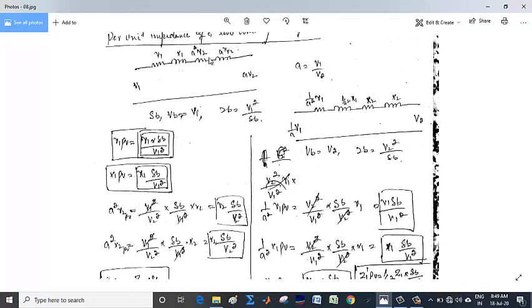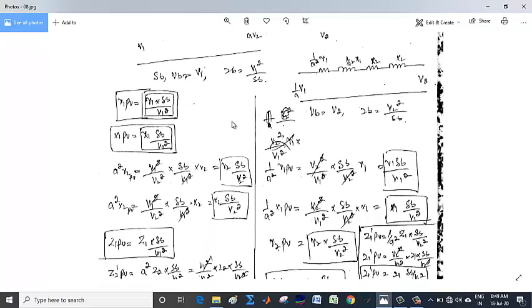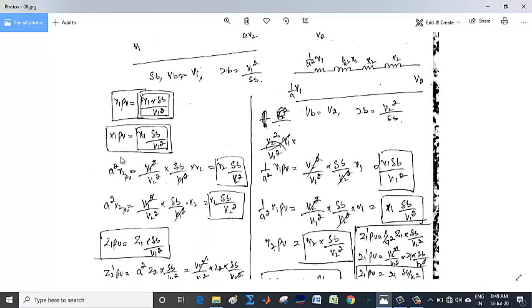Now here, since it is referred to primary, this will be equal to A square into R2, where A is the winding ratio of the transformer, which we can see will be equal to V1 by V2. You can see it from here: A is equal to V1 by V2. So first we will calculate what its actual value is in terms of V1 by V2.